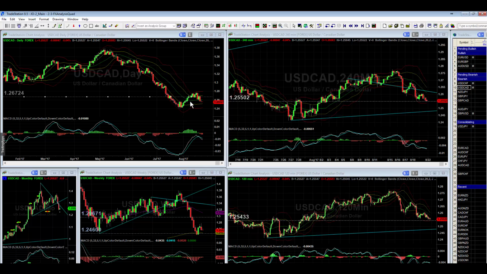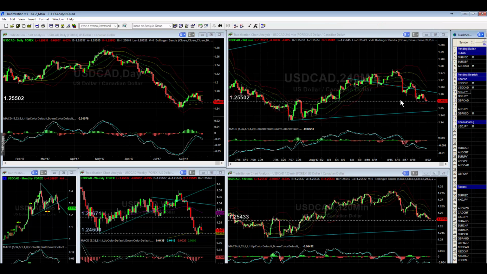Let me go ahead and move this line down here so you can see that, and watch for that break to potentially take this lower. We're looking at plenty of bearishness on our 240, and we're turning lower on the daily. We're already bearish on the weekly, although maybe a little bit turning up here. So it could be a little stronger on that one.